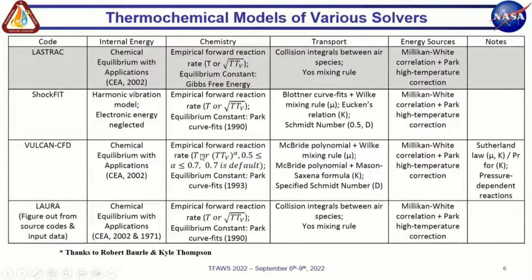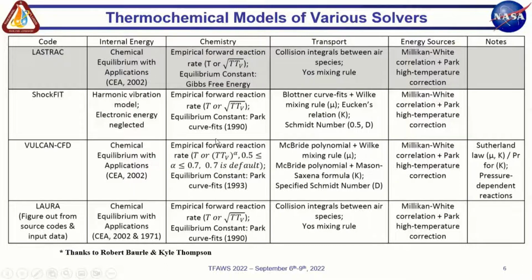There are a couple of things I want to mention. The first one is that all these solvers, including LASTRAC, are based on the two-temperature model, so we only have a translational temperature and a vibrational temperature. The other one is, if you check the CFD solvers, the main differences exist in the models of internal energy, chemistry, or transport. As you can see, in the shock fitting code we still use the harmonic oscillator model for the vibrational energy. Vulcan and LAURA use the CEA curve fit for the total energy.